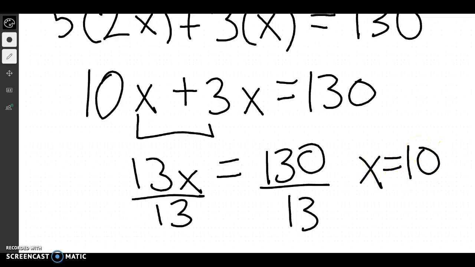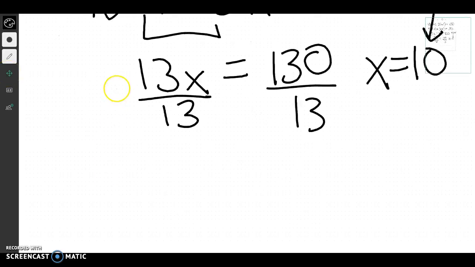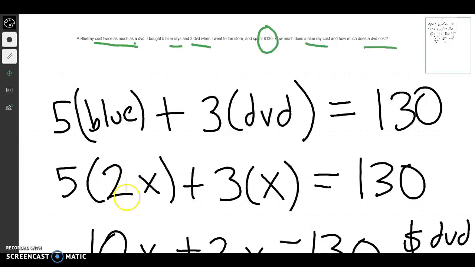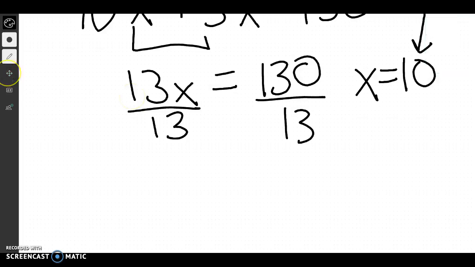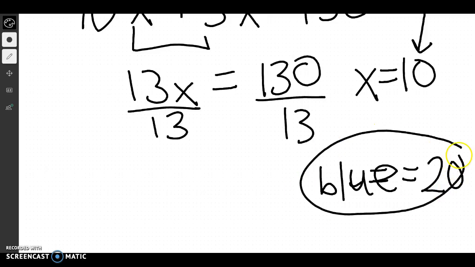Now we have to think about this for a second, because sometimes after we do all this algebra, we forget what x means. Well, x is the cost of my DVDs from up here. But that doesn't tell us yet what the cost of a Blu-ray is. If you remember up here, though, a Blu-ray is just twice as much as a DVD. So if a DVD is 10, a Blu-ray should be twice as much as 10, which should be 20. So those would be my two answers. My DVD would be 10, my Blu-ray would be 20. Try some of the word problems in your groups.